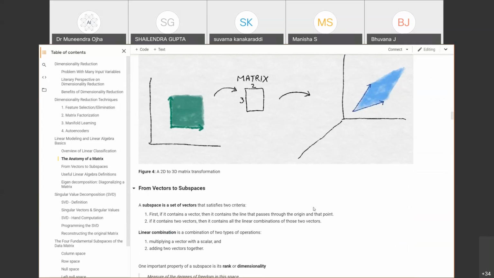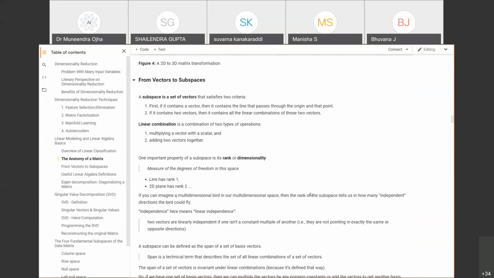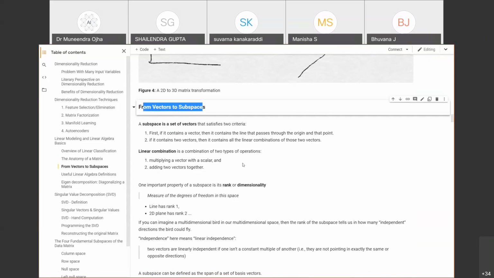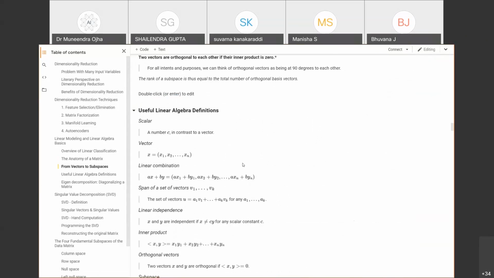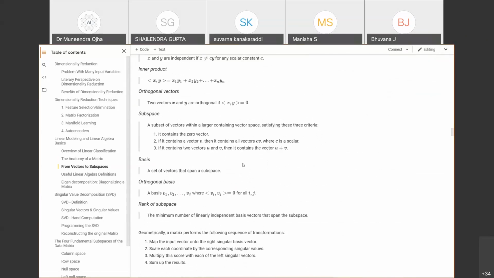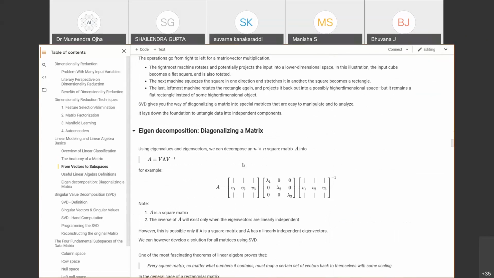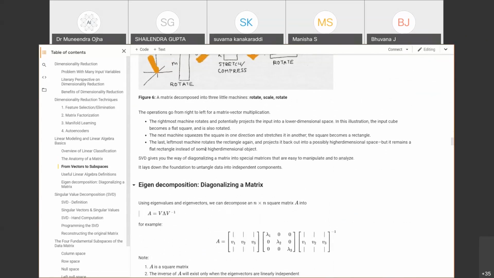And with those new properties, we will try to understand which feature is important and which feature is not important. Okay, so I'll skip this as common knowledge: vectors, subspaces, rank, dimensionality, and all these are just linear algebra basics which are discussed for students in the class. And I will move on to this part.